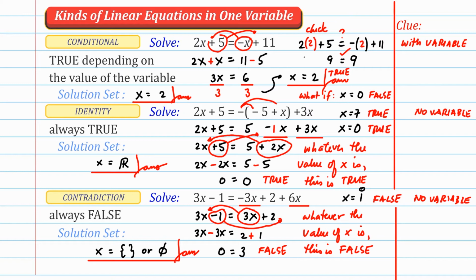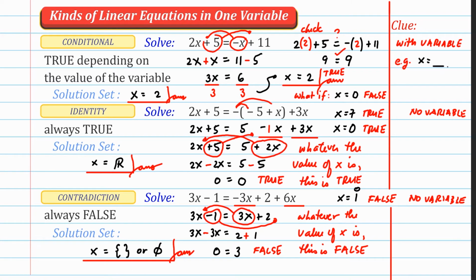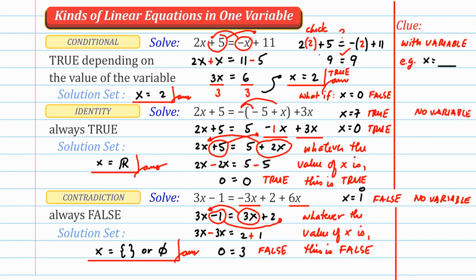Okay? Pag with variable, ay conditional yun. Ang sagot dito is what? X is equal to something. Ayan o. X is equal to something. That is your answer. Basta with variable, merong matitirang variable katulad nito, it's a conditional statement. True siya sa variable na yun.